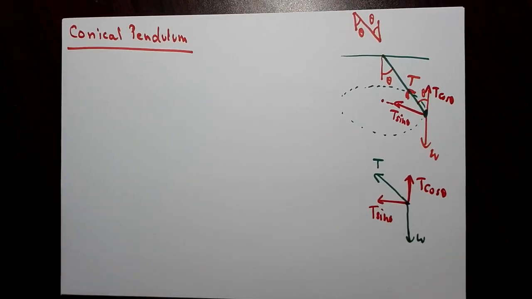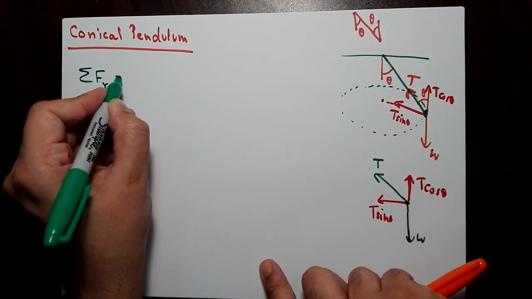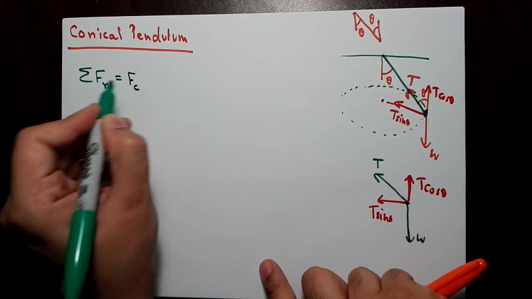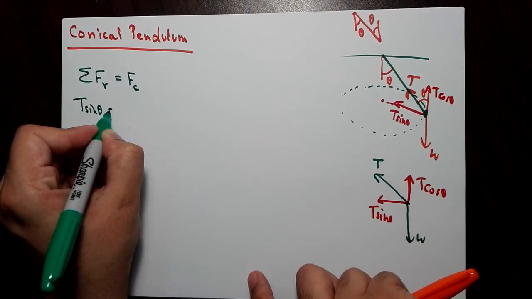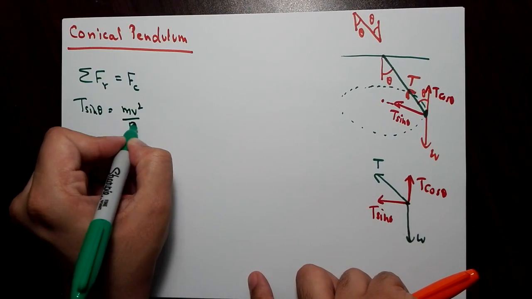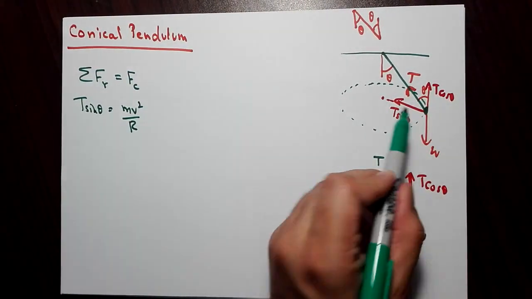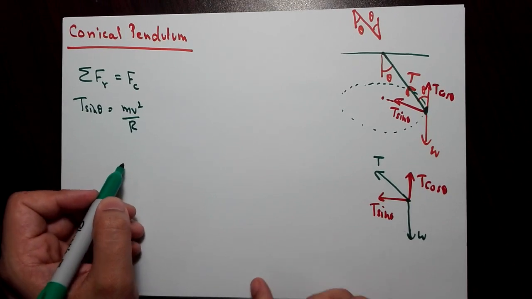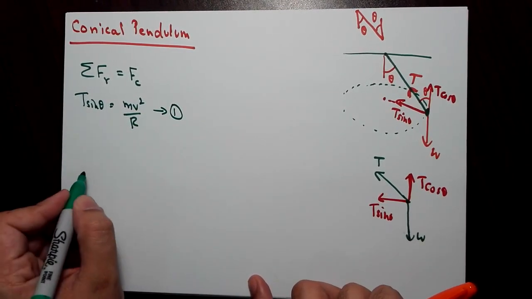So let's try Newton's second law again. Net force in the radial direction is mass times acceleration, which is the centripetal force in this case. So T sine theta is equal to mv squared over r. Now r is the radius of this path, of this horizontal circle. Let's call this equation 1.